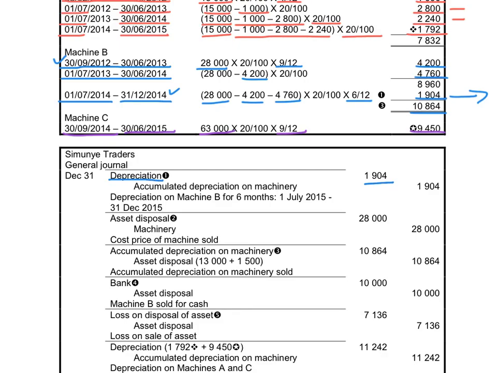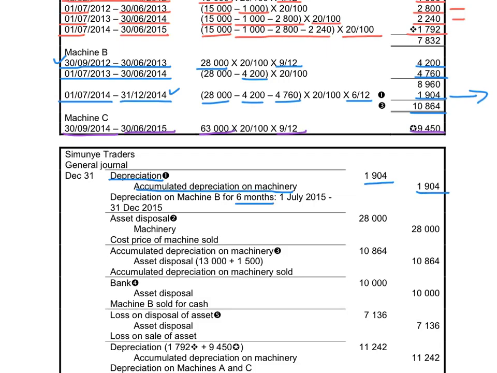1,904. We will credit accumulated depreciation because accumulated depreciation is a negative asset and will increase on the credit side every year until the accumulated depreciation is equal to the cost price. And we only wrote off depreciation for 6 months in this year because we only used it for 6 months before we disposed of the asset.